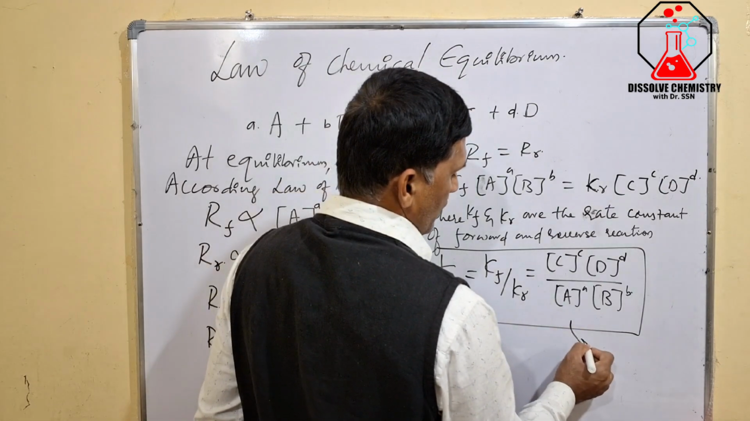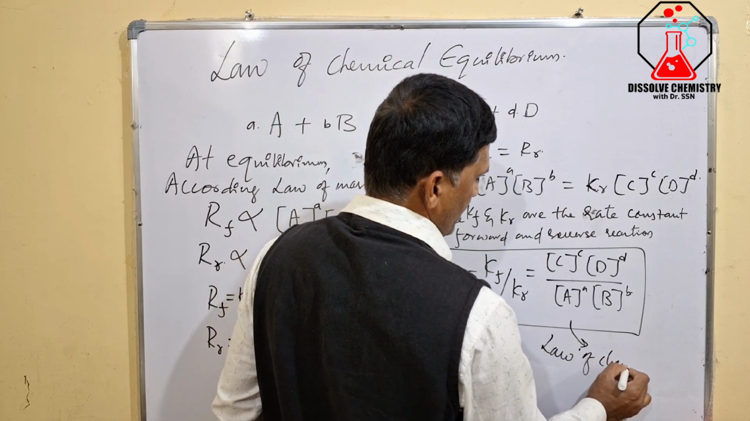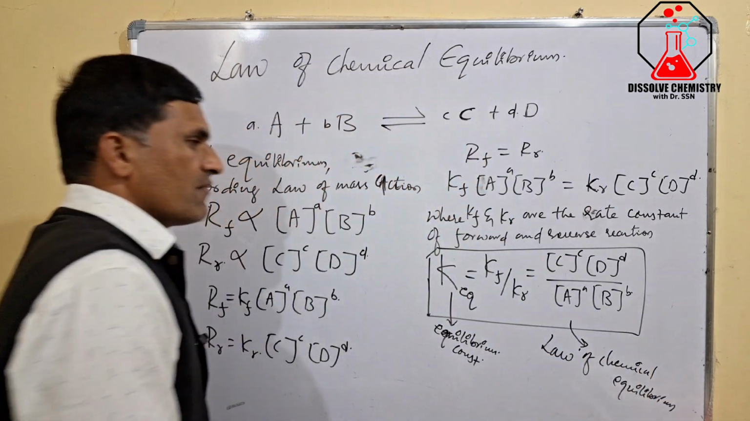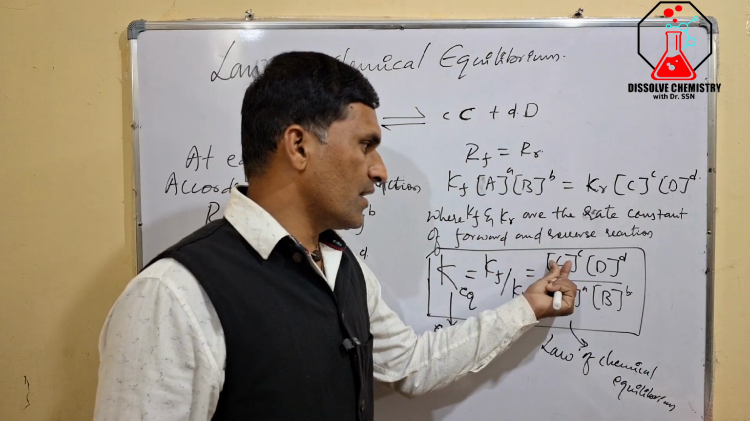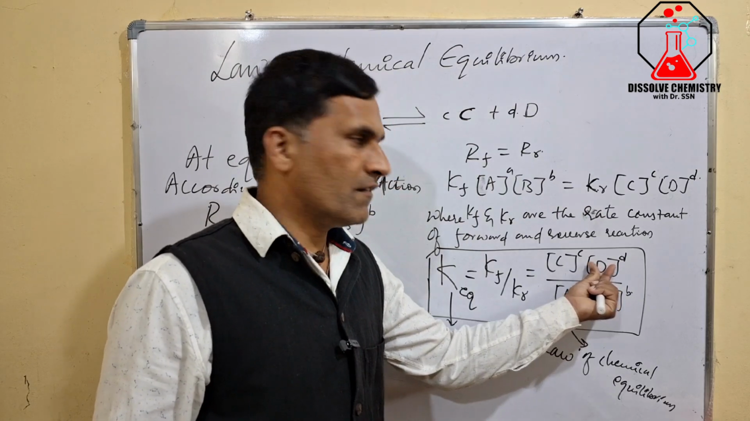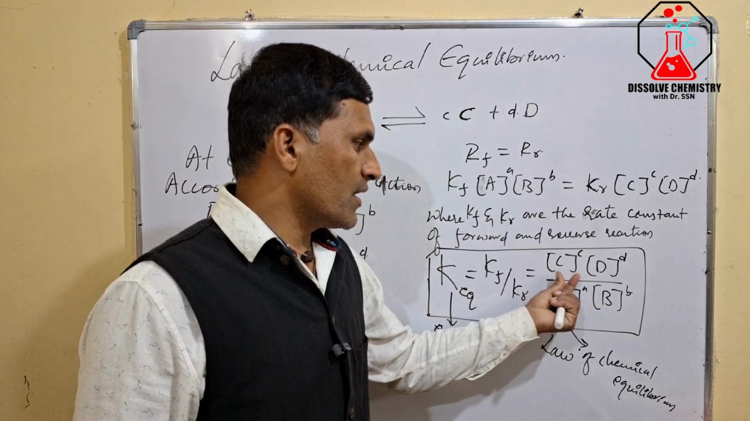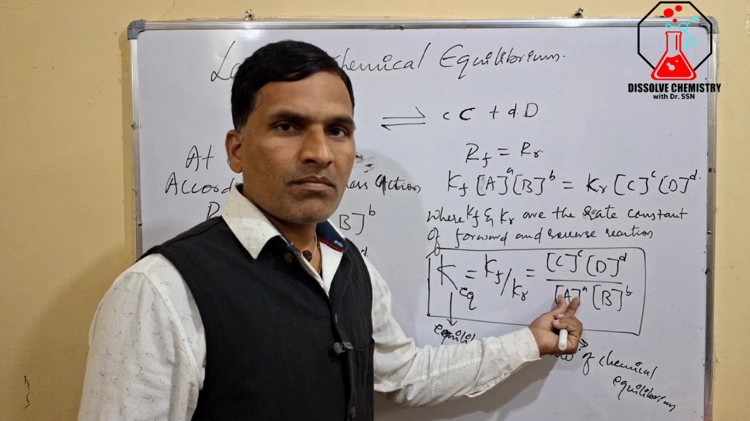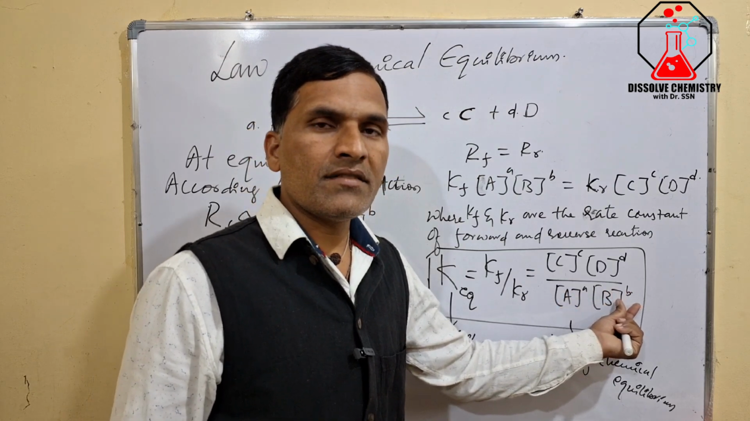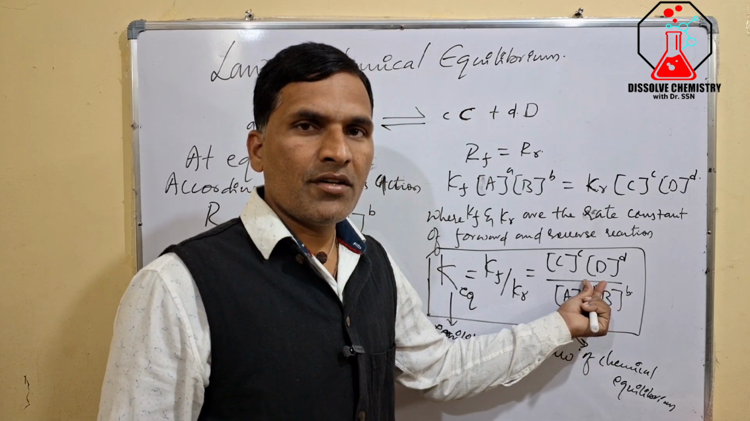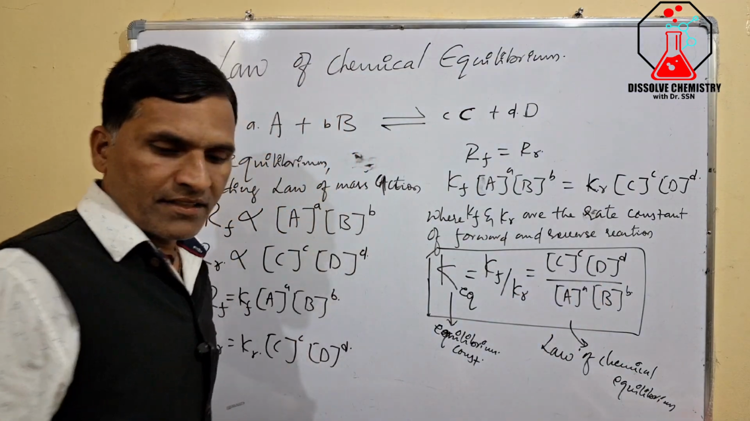And this equation we call it as what? Law of chemical equilibrium. Okay, so now let us define this term. What is this? It is the product of concentration of the products where stoichiometric coefficients are raised to the power, individual powers, divided by the product of molar concentration of the reactants where stoichiometric coefficients are individually raised to the power. Okay, so that we will define, right?